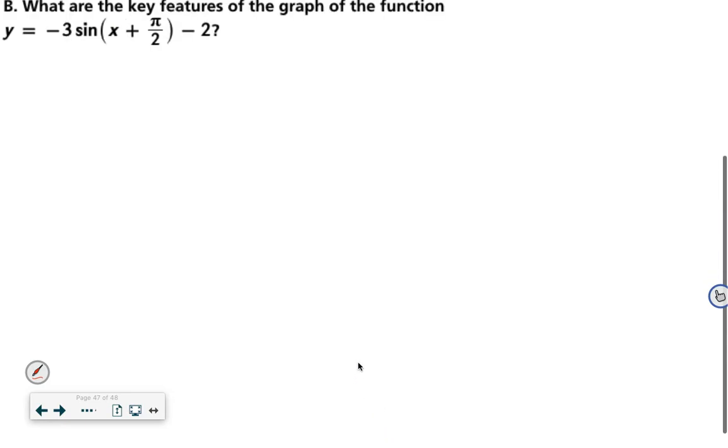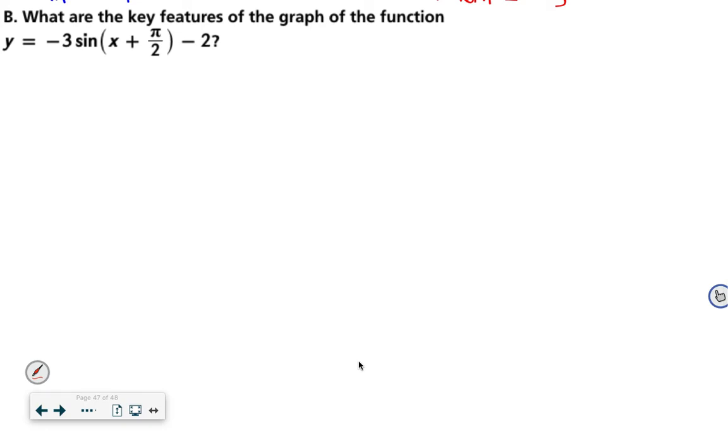Now, next one. What are the key features of the graph of this function? To be able to graph this, first you need to determine the original function, which is y is equal to sine x. And then you should also get the general form of the transformed function. Y is equal to a times sine b times (x minus h) plus k.